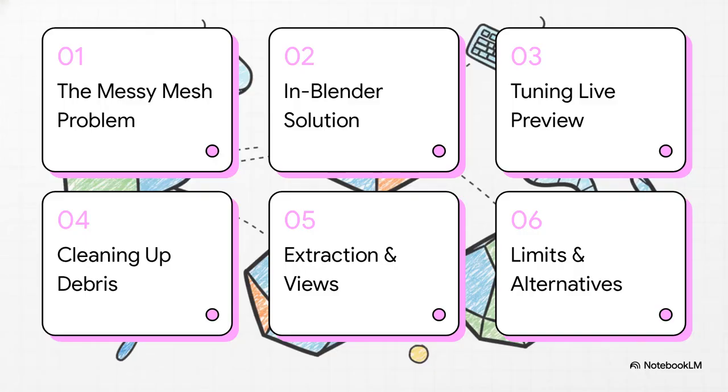So here's our roadmap for today's explainer. First, the messy mesh problem. Second, a faster in-Blender solution. Third, tuning with live preview. Fourth, cleaning up the debris. Fifth, extraction and exploded views. And finally, number 6, limitations and alternatives.